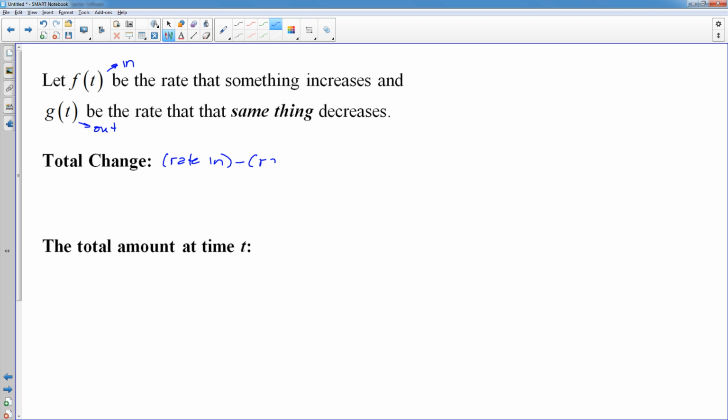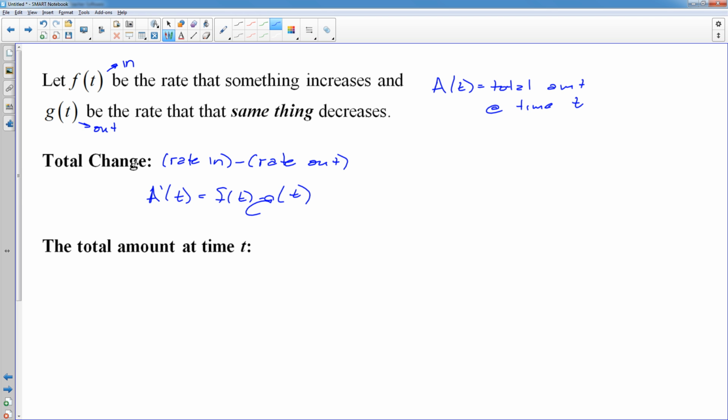If the problem does not predefine your functions for you, like we'll be given f and g, I'm also going to come up with a third function, which I will call A of t, not A prime, but A of t, which I'm going to let be the function that actually represents the total amount at time t. So if A is the total amount, my total change is going to be A prime of t, and the total change will always be the rate in minus the rate out, which in this case would be f of t minus g of t. So rate in minus rate out is always going to be your total amount change.